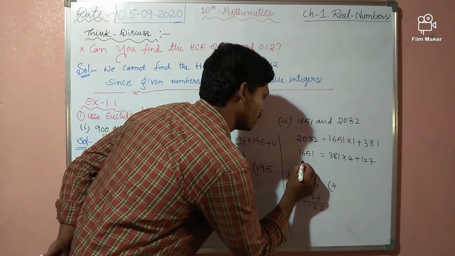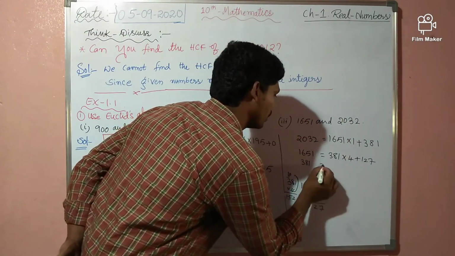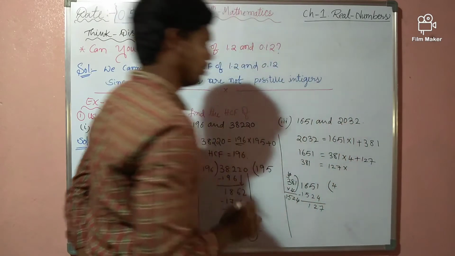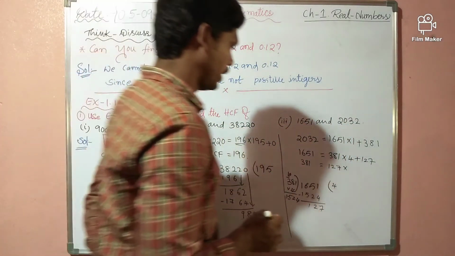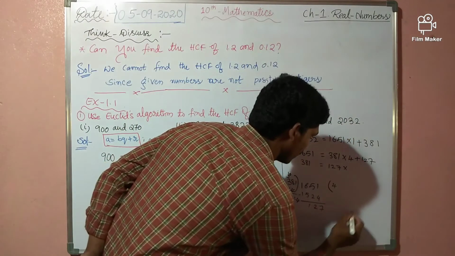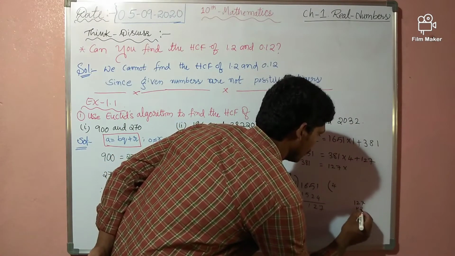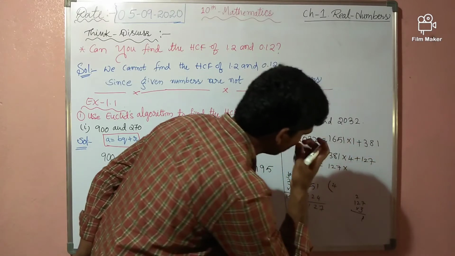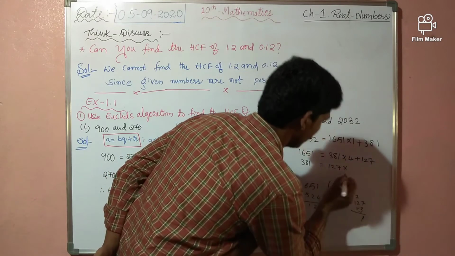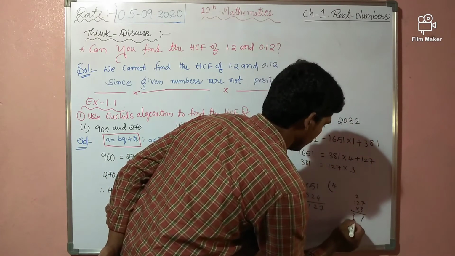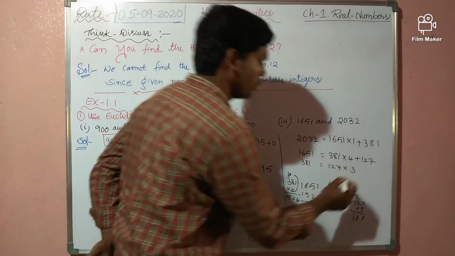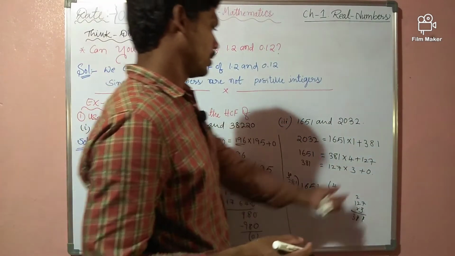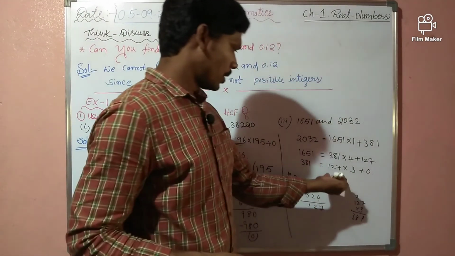Now do the division of 381 by the remainder 127. How many times does it go? Almost 3 times. So 127 into 3: 3 7s are 21, 3 12s are 36, 38. So 3 times we are getting 381. So the remainder becomes 0. So until the remainder is 0, we have done Euclid's division lemma.